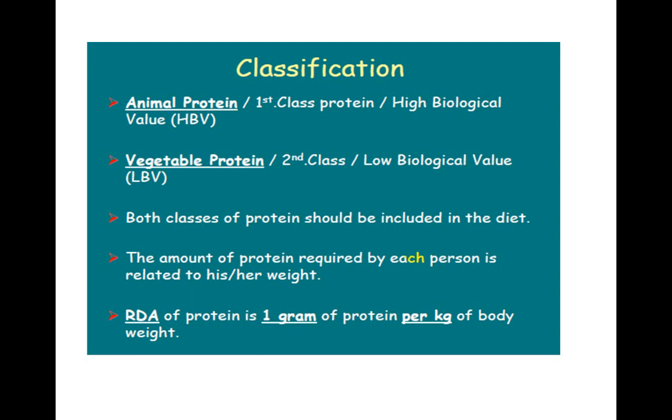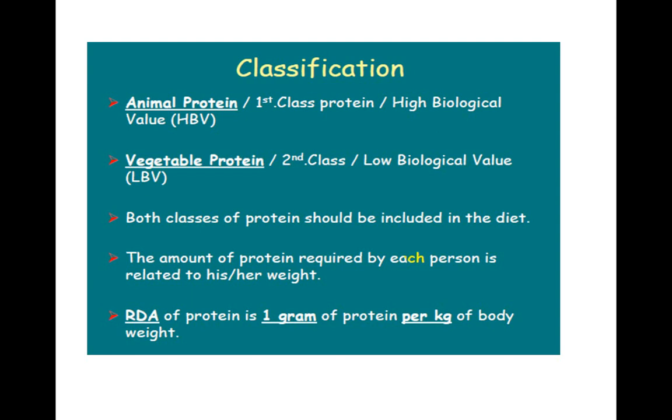Vegetable protein or plant source. Second class, low biological value. For example, pulses, nuts, beans and soya beans. Third, conventional sources. For example, oil seeds, cakes, seaweeds, leaf protein and yeast.